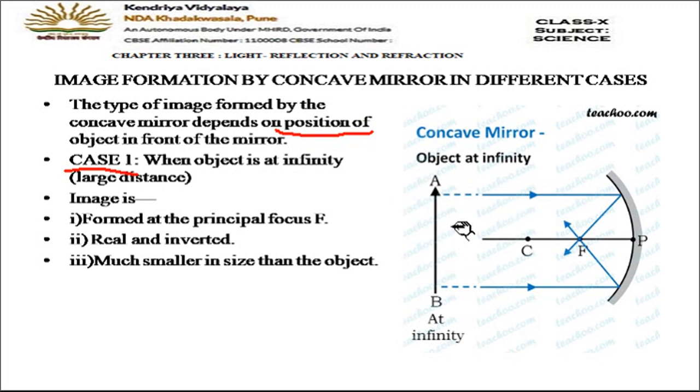And you cannot show the object on the ray diagram. So it is always observed that parallel rays come from the object when the object is kept at infinity. So here in the diagram you can see this is one of the parallel rays which is coming, and this is another parallel ray which is coming from the object. This is the object shown, and these dotted lines show that the object is at a far distance from the mirror. So this AB is the object which is kept at infinity.